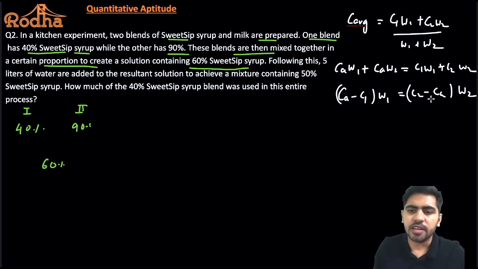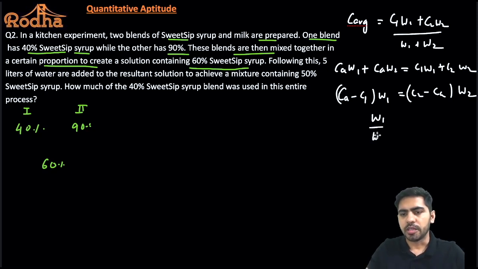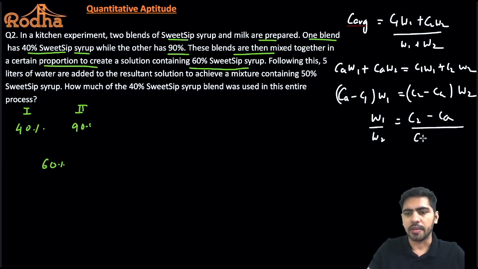So from here, if I try to find the ratio of W1 by W2, W1 by W2 comes out to be nothing but C2 minus Ca, which is my C average, the weighted average, upon Ca minus C1. And the diagrammatic representation of this itself is called the alligation rule, right?